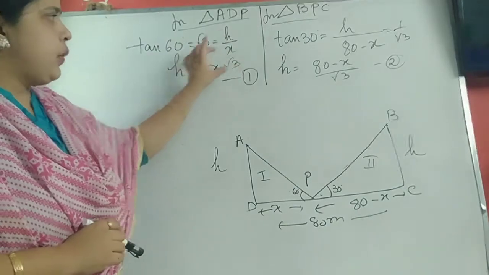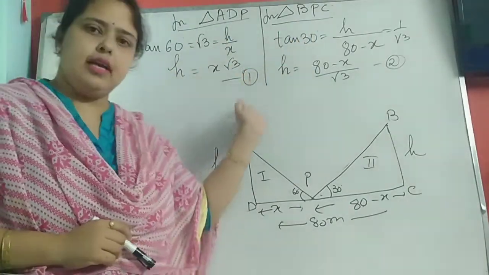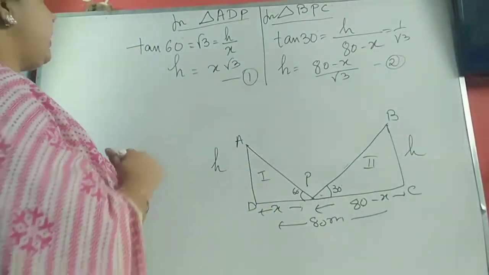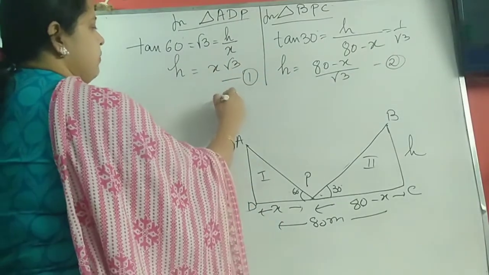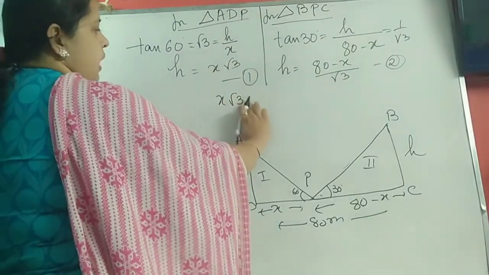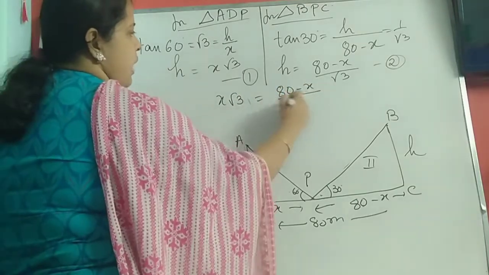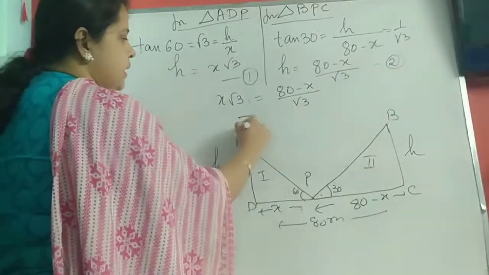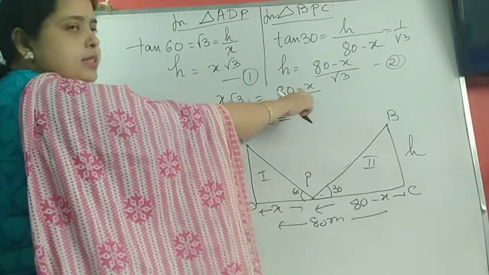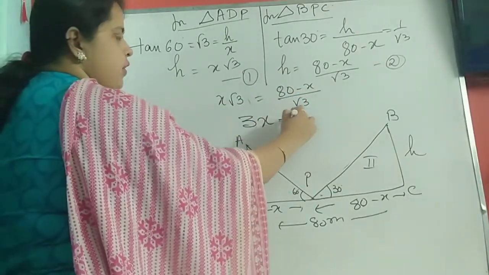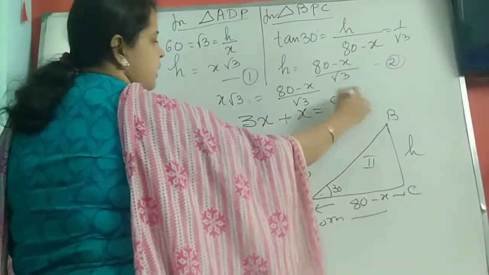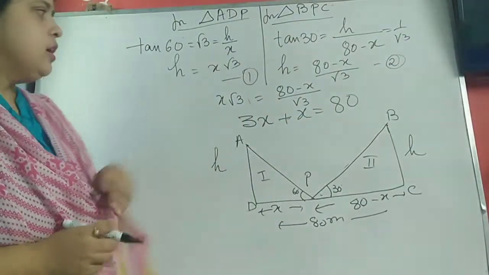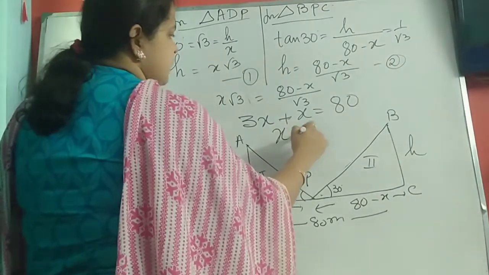What I will do is equate these two. That means if the LHS is the same, the RHS is also the same. Understood? So let us equate this and this. So what will happen after equating? I am going to multiply this root 3 in the denominator with this root 3 x, so it is going to become 3x. And a minus x is there, which is going to come here, so it will become 4x. I will be getting 4x, that I was telling. So this is 4x equals 80 meters. So what is x then? So x is here 20 meters.